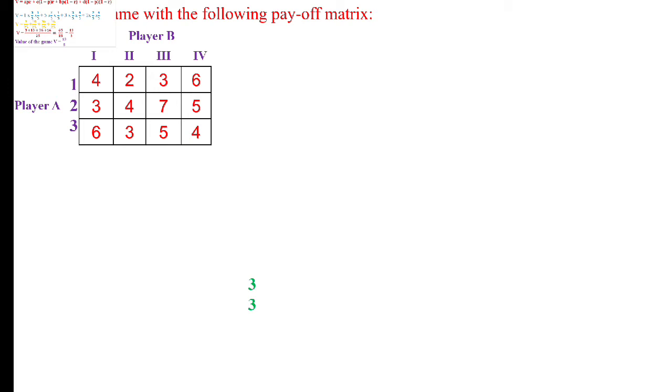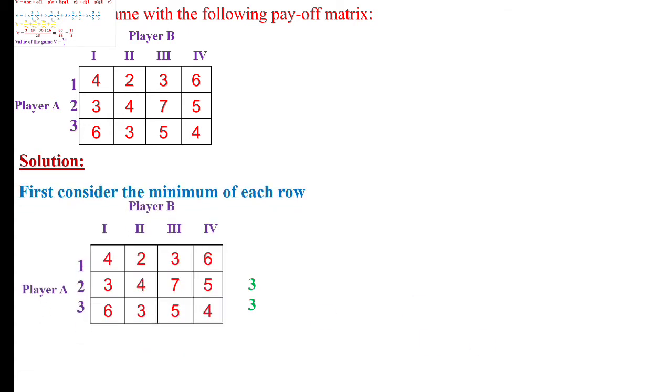Here we can consider this given problem. Now we will get the solution. Look at that. First we will find the minimum value of each row. First row minimum is 2, second row minimum is 3, third row minimum is 3. Then the maximin principle: maximum of 2, 3, 3 is 3. So maximin equals 3.